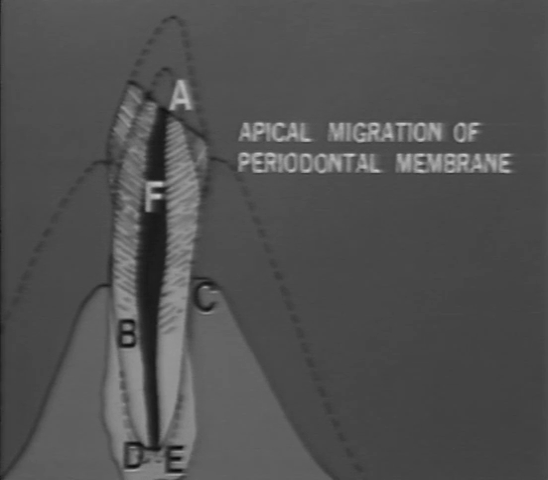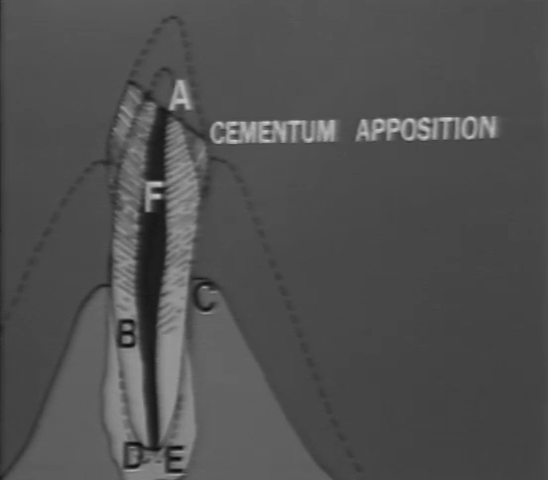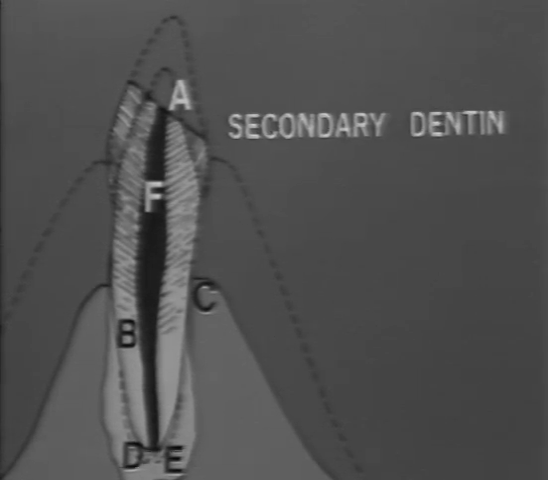Apical migration of the periodontal membrane occurs with the exposure of the cementum, C. The root tip is reabsorbed, and both cementum and dentin are lost, D. Cementum apposition may occur down the root, and it is most prominent apically, E. And secondary dentin is deposited on the pulpal wall and slowly fills the pulp cavity, F.